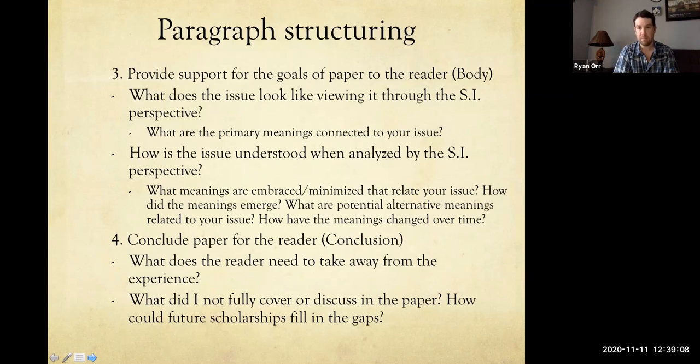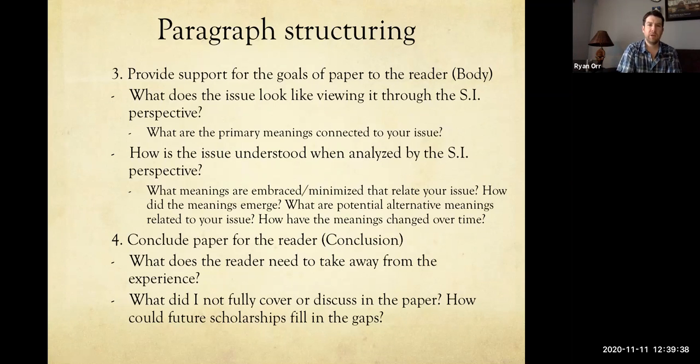What are the meanings embraced or minimized that relate to your issue? How did the meanings emerge? What are potential alternative meanings? How do the meanings change over time? And so here again, these are all questions that get into a deeper understanding of your issue through the symbolic interactionist perspective, whereas earlier in the body of the paper, you more generally spoke about how the meanings are connected to your issue in general.